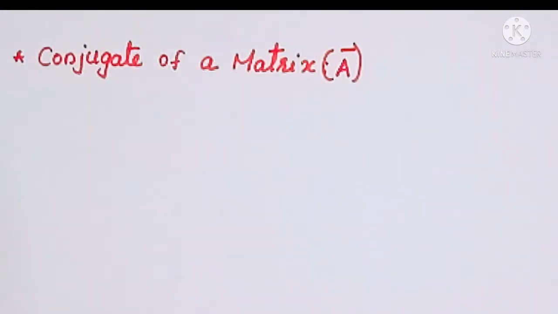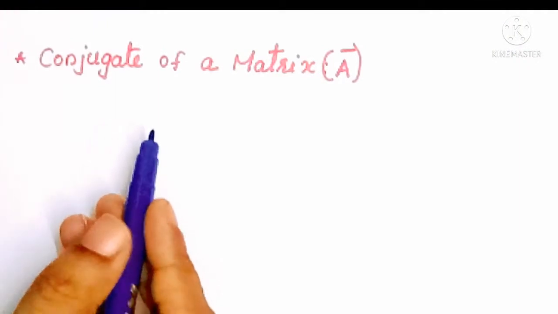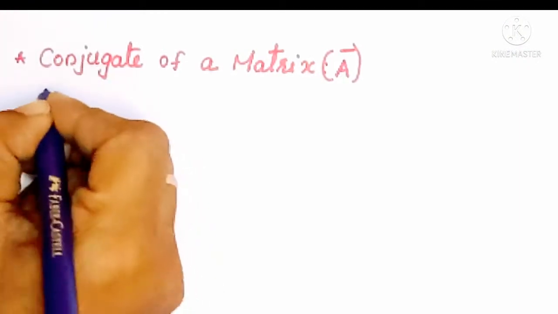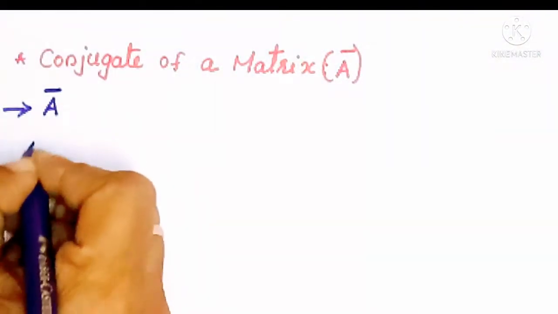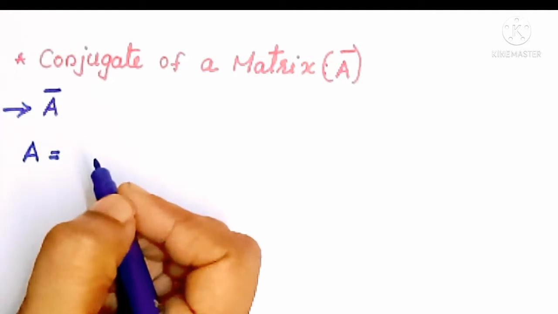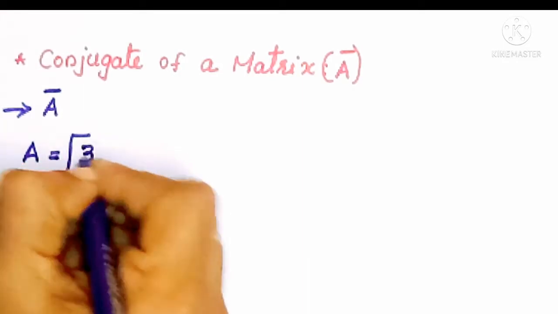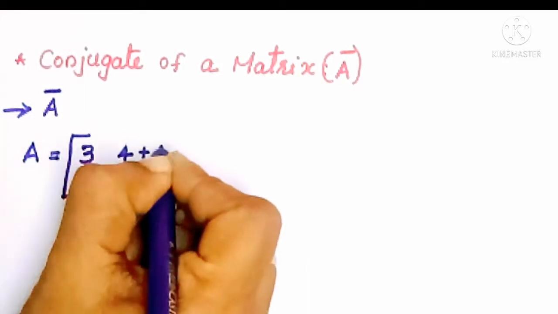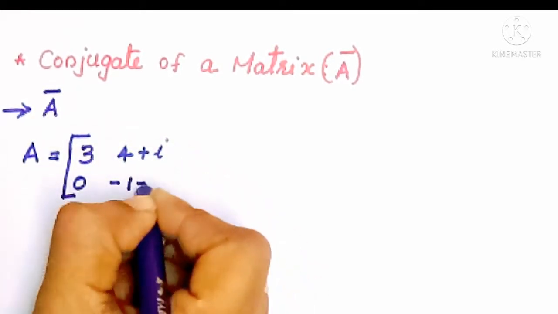Next, what is meant by a conjugate of a matrix? The conjugate of a matrix can be represented by A bar. This is the representation of a conjugate of a matrix. Here I am taking a matrix A equal to [3 4+i; 0 -1-i].